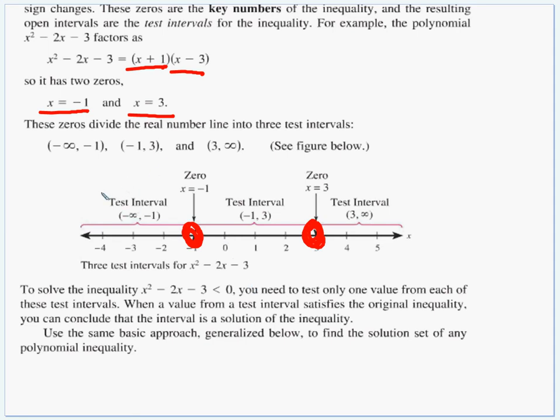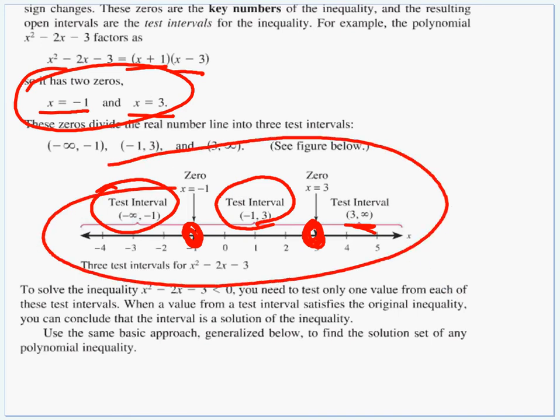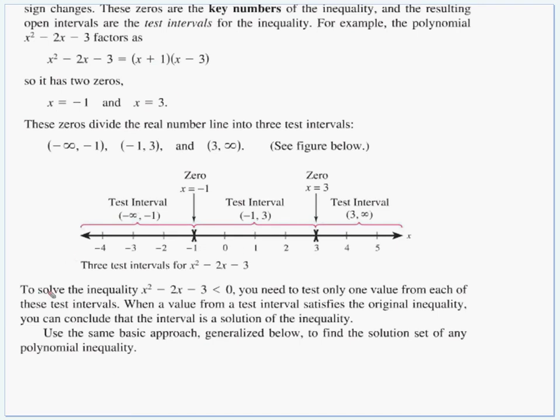So that gives us this interval of negative infinity to negative 1. We'll test that interval to see if it's true or false. We've got another interval from negative 1 to 3. We'll pick a number in there and test it. And our last interval will go from 3 to infinity. So here we found two key numbers that chopped our number line up into three intervals. To solve this inequality, being less than 0, we need to test only one value from each of those intervals. When a value from a test interval satisfies the original inequality, we can conclude that the entire interval is a solution to that inequality.